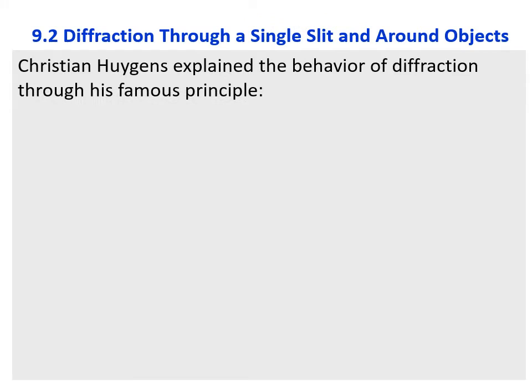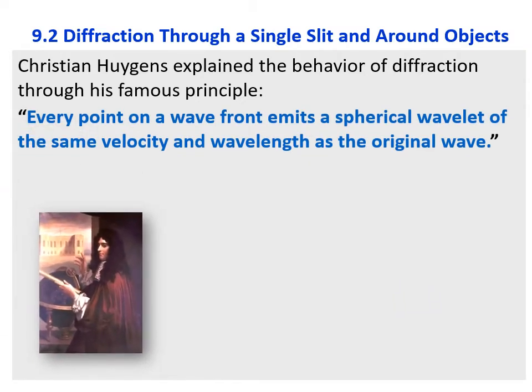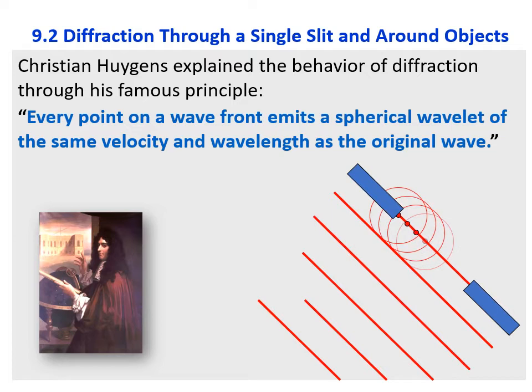Christian Huygens, Dutch physicist, explained the behavior of diffraction through his famous principle. Every point on a wavefront emits a spherical wavelet of the same velocity and wavelength as the original wave. So even though it's easy to draw the wavefronts approaching the aperture like they're all cohesive, the truth is it's every point on the wave that carries that information of the total wave.